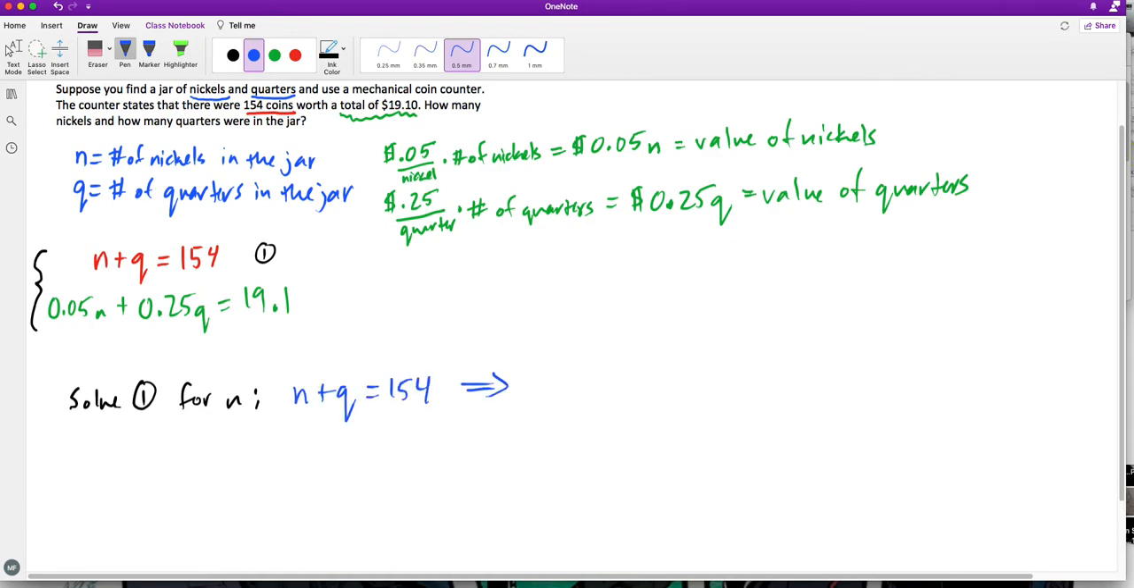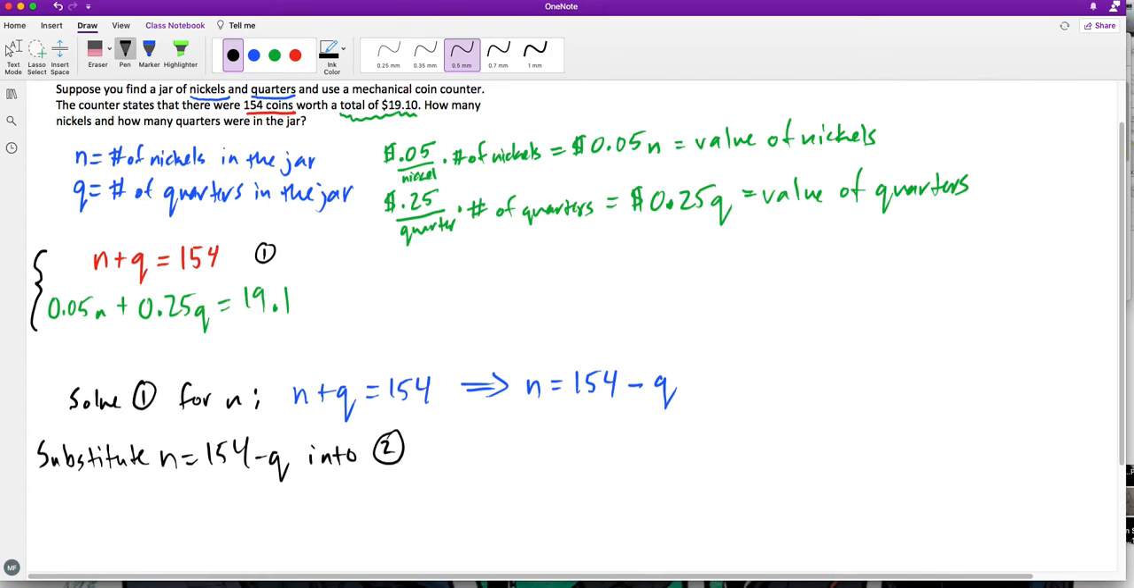So if I simply subtract q from both sides, I'm going to get n equals 154 minus q. Okay, then I'm going to substitute that into the other equation, into equation 2.